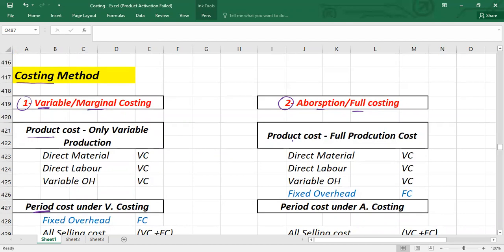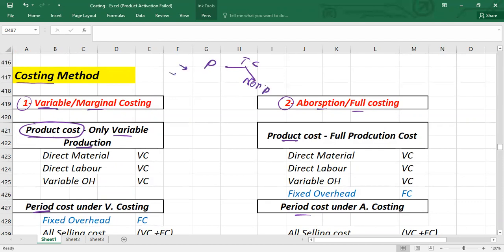Same way under absorption costing, what will be the product cost and what will be the period cost? As per variable costing first, the product cost, the cost which should be inventorized, should include only variable production cost. And in variable production cost, if you remember, I told you total cost can be divided into production and non-production.